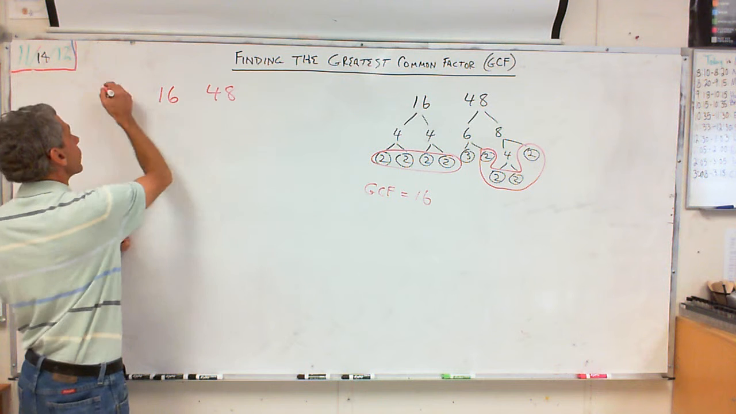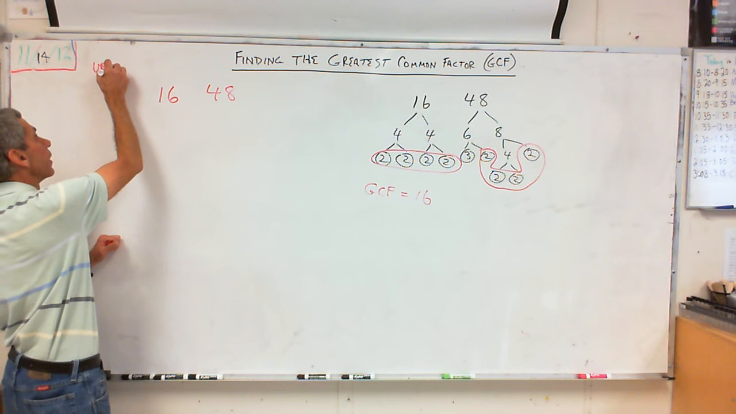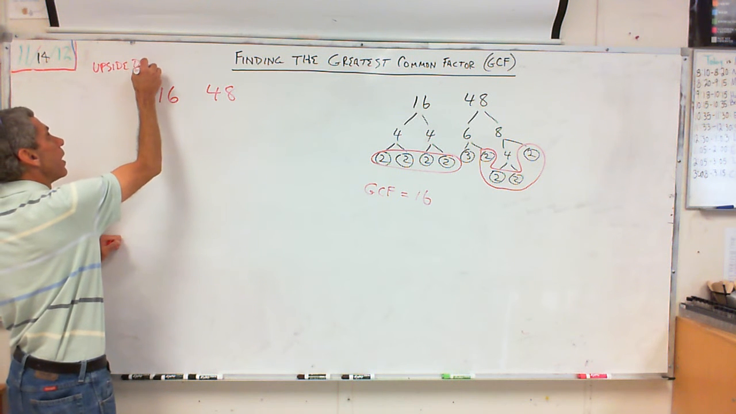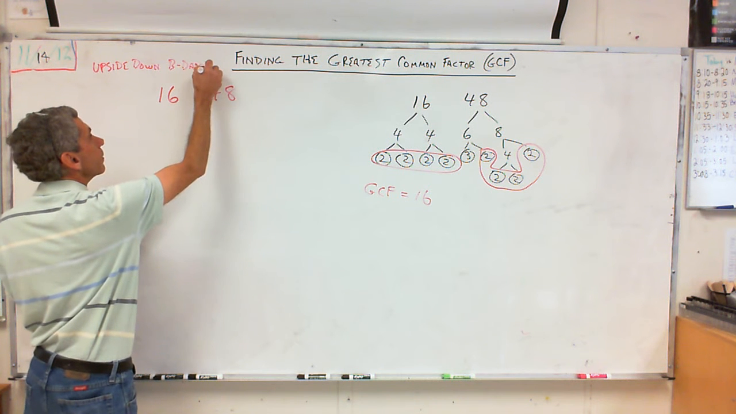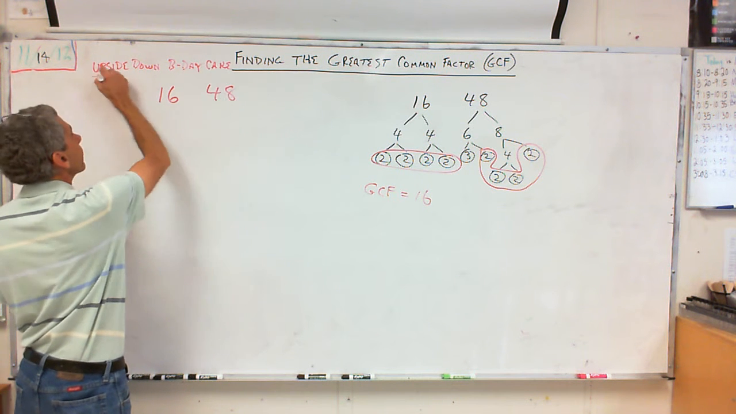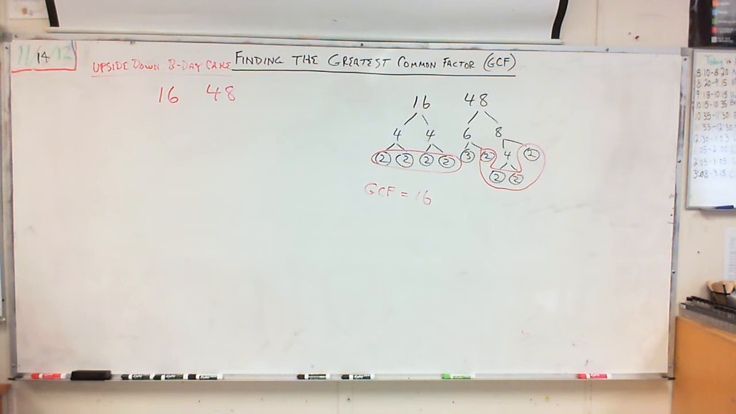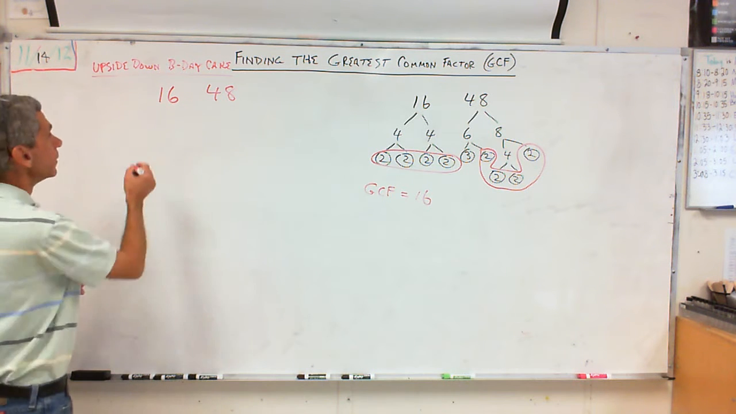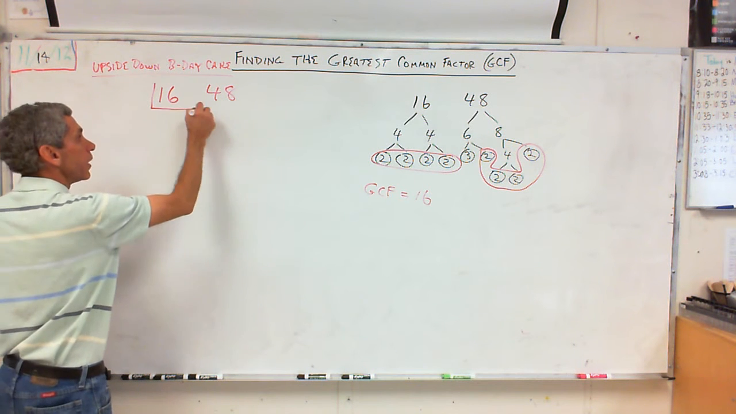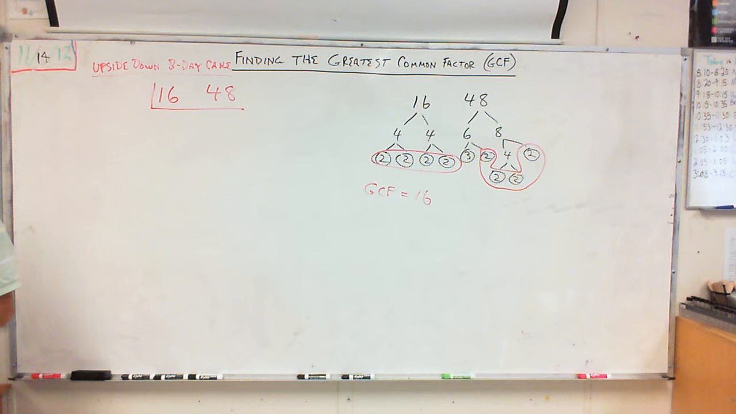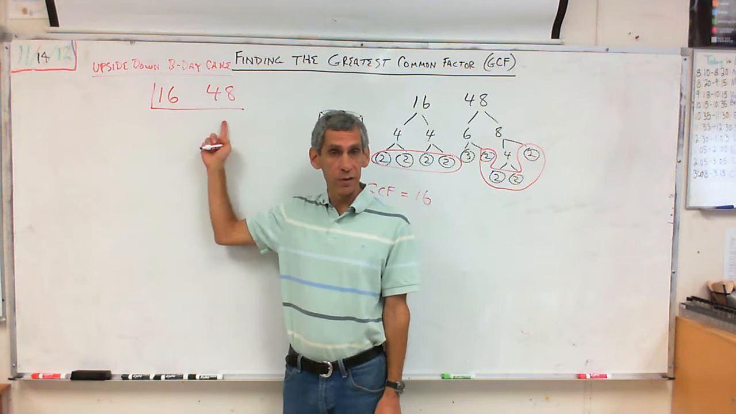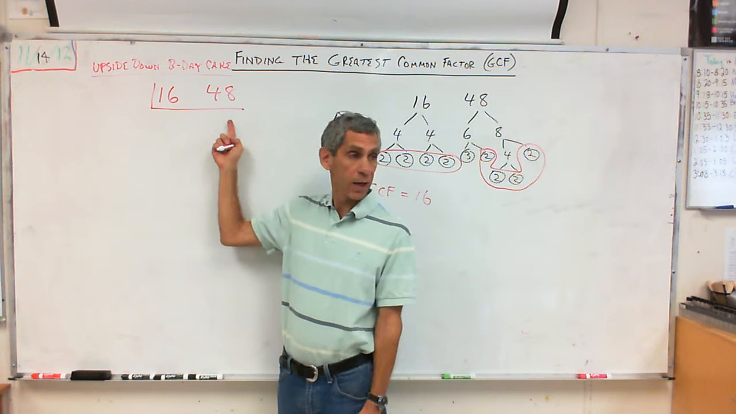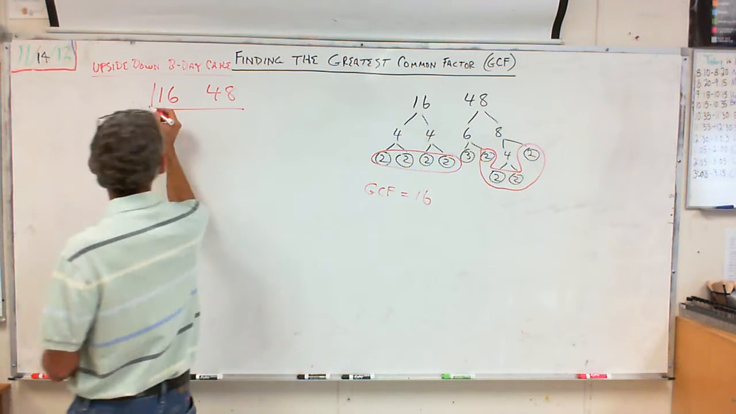1648. I'm going to use what I call the upside down birthday cake method. Yay. Upside down birthday cake method. All you do is you start with an upside down birthday cake layer, and you ask yourself, what number goes into both of these? They're both even, right? 2 does, right? Okay, I know 2 goes into it.